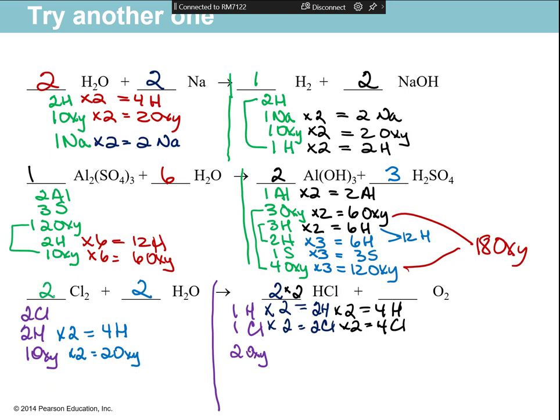Multiply it times 2 more. So I'm going to have to put a 2 in front of the chlorine. And remember that that means that I multiply that chlorine times 2, and that will give me a total of 4 chlorines.